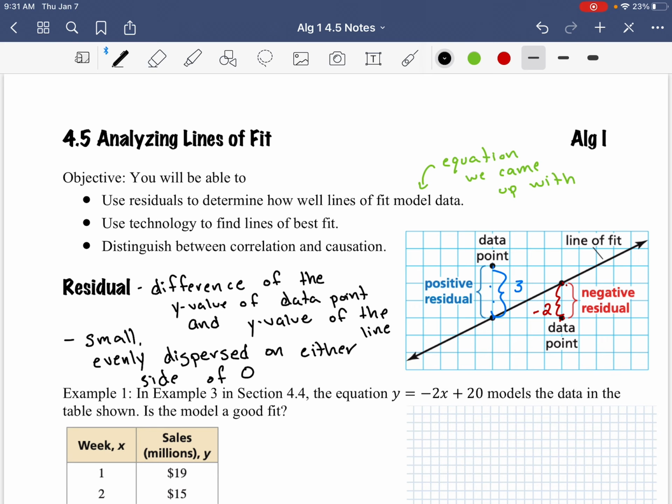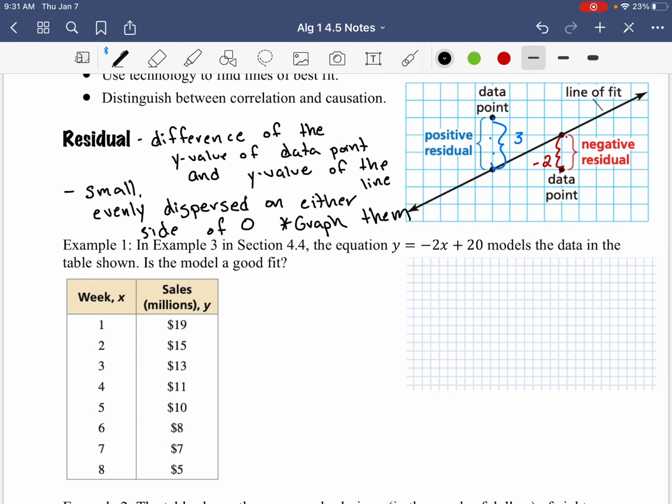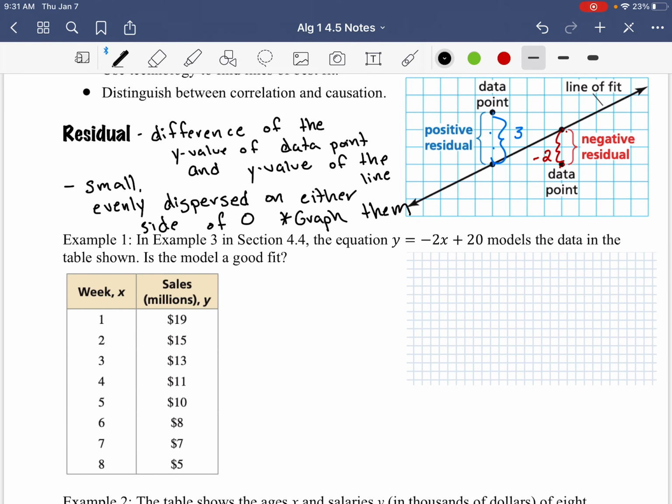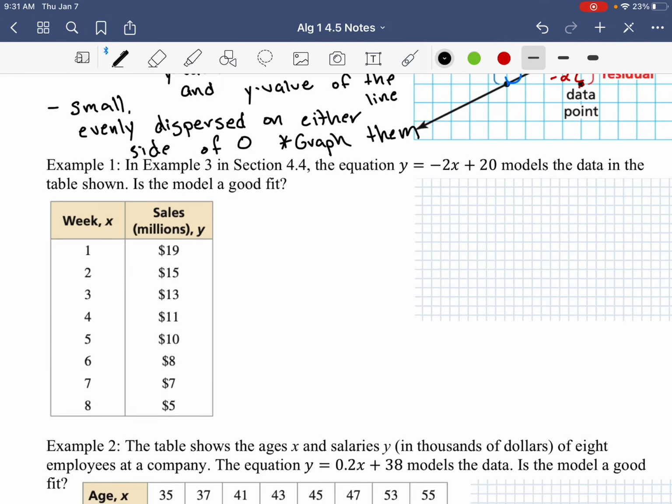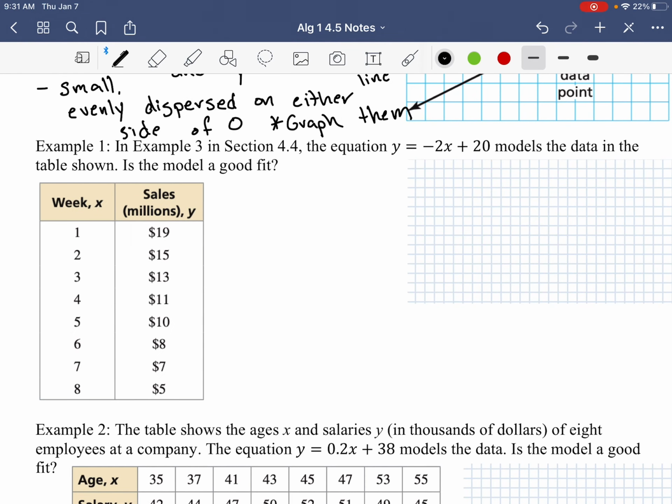Okay, and so the easiest way to look at these is to graph the residuals. So we're going to graph them. Make sure you graph those residuals. That's the best way to determine whether it fits the model. Okay, so let's jump right into an example. Example 3 in section 4.4.